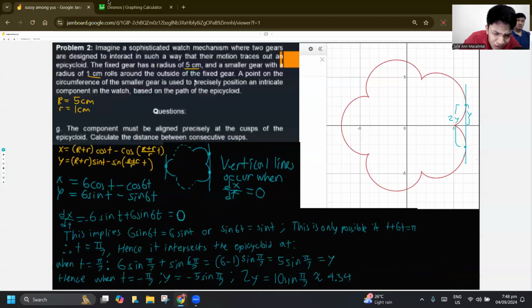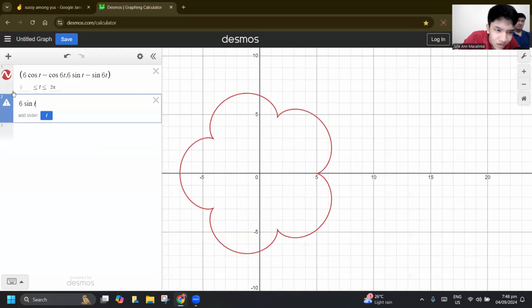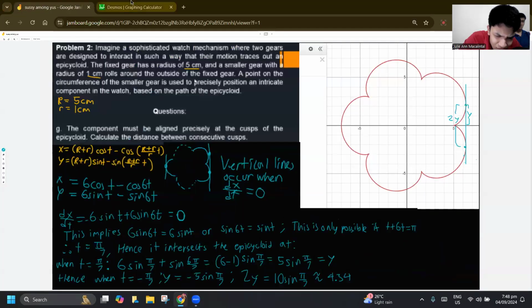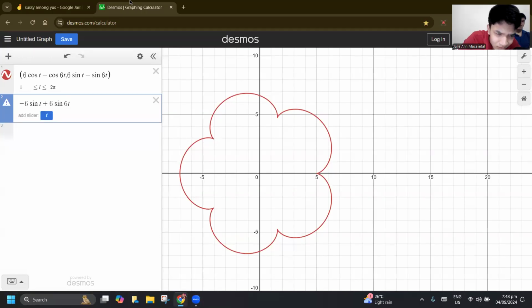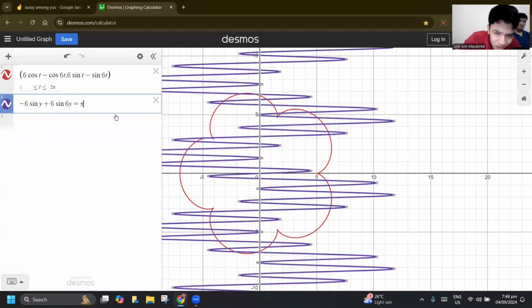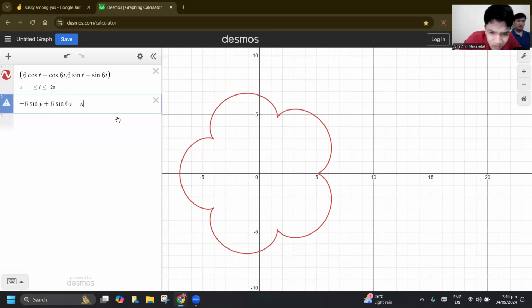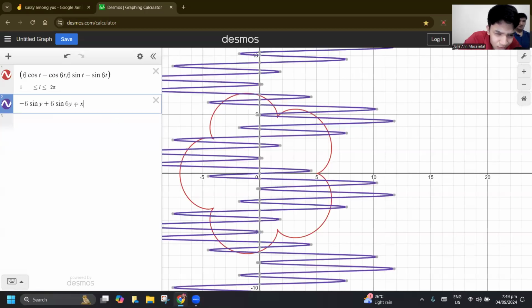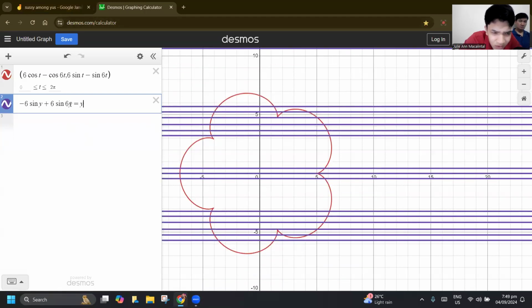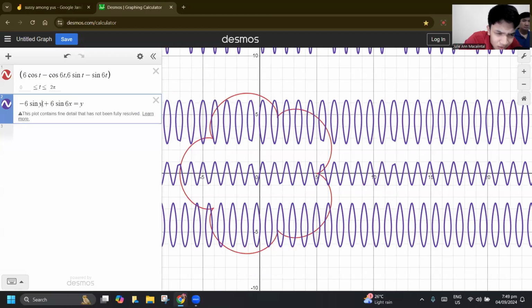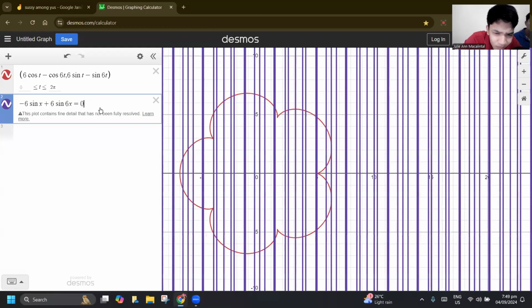I'm going to graph that here. 6 sine t, or was it negative 6 sine t? Yes, negative 6 sine t plus 6 sine 6t equals 0 will work. Wait, if this is y, maybe the opposite way, but anyway.